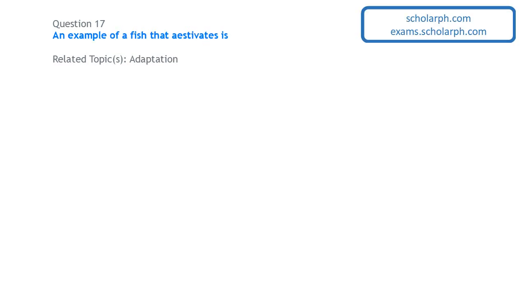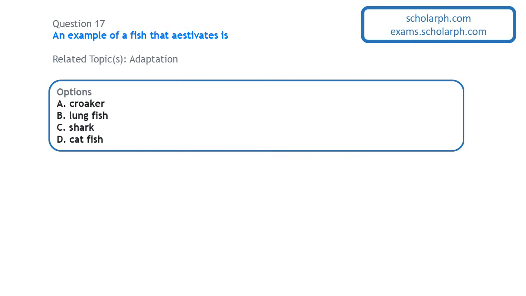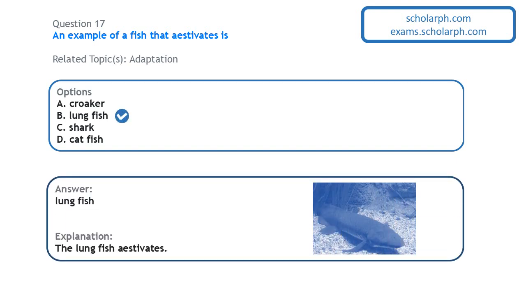Next question, adaptation. An example of a fish that aestivates is the lungfish. The lungfish aestivates. Aestivation is a situation where an organism goes into a state of dormancy or inactivity. That is, the organism becomes dormant and inactive for a period of time. And the essence of that is basically to save energy.